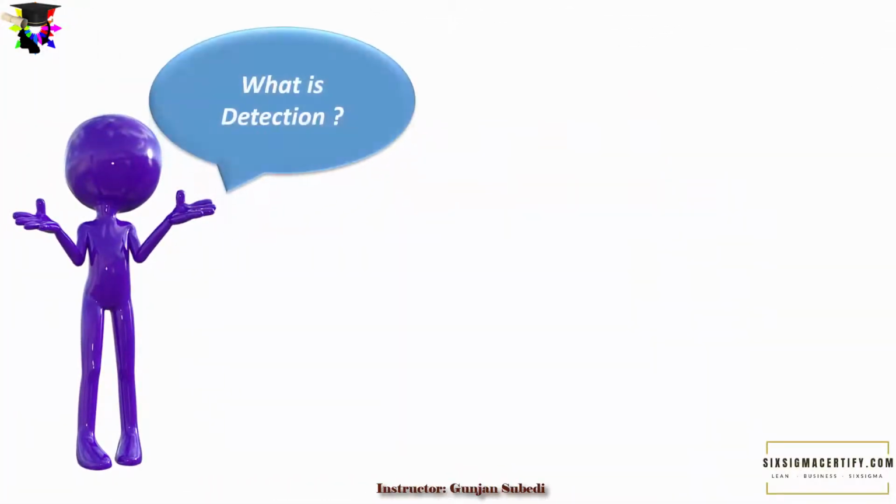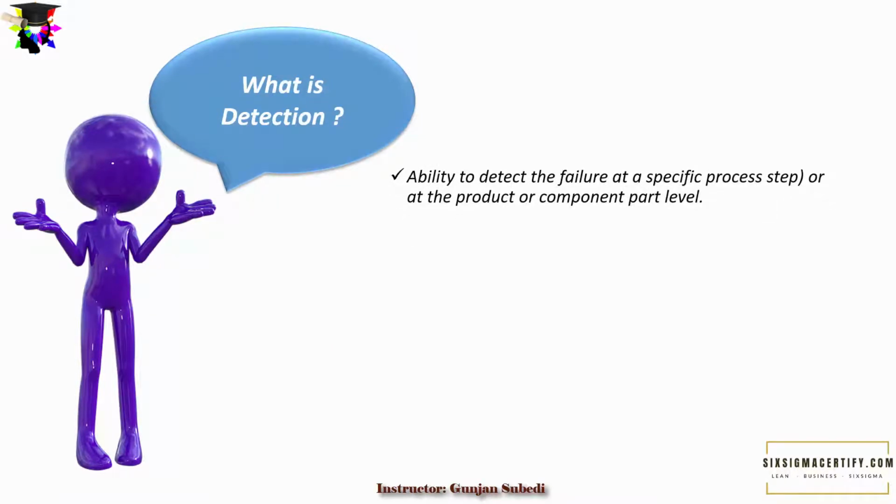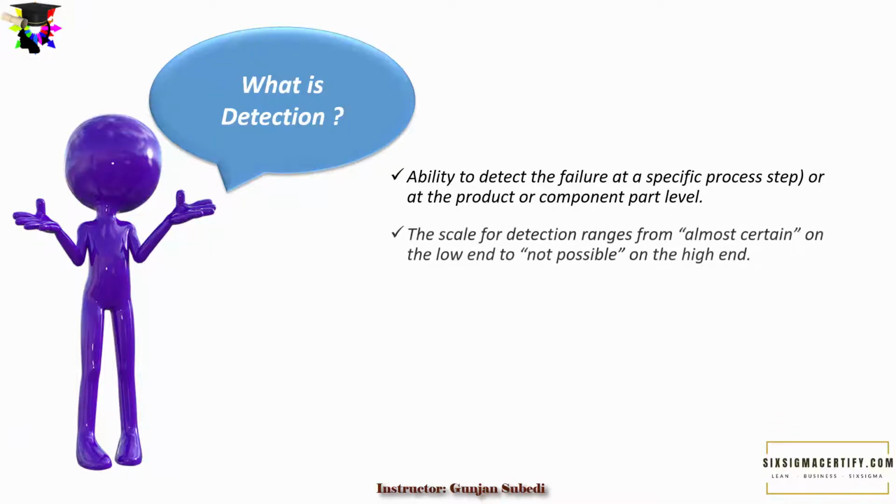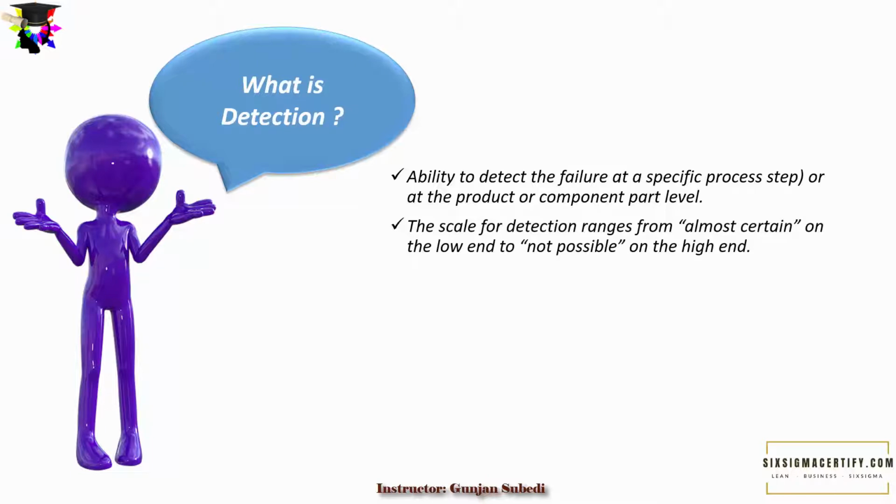Let's now study another term, detection. So what is detection? This component is used to quantify the ability to detect the failure at a specific process step or at a product or a component part level. The scale for detection ranges from almost certain on the low end to not possible on the higher end. Detection indicates how easy or hard the quality assurance or quality inspectors can detect the causes of the failures.